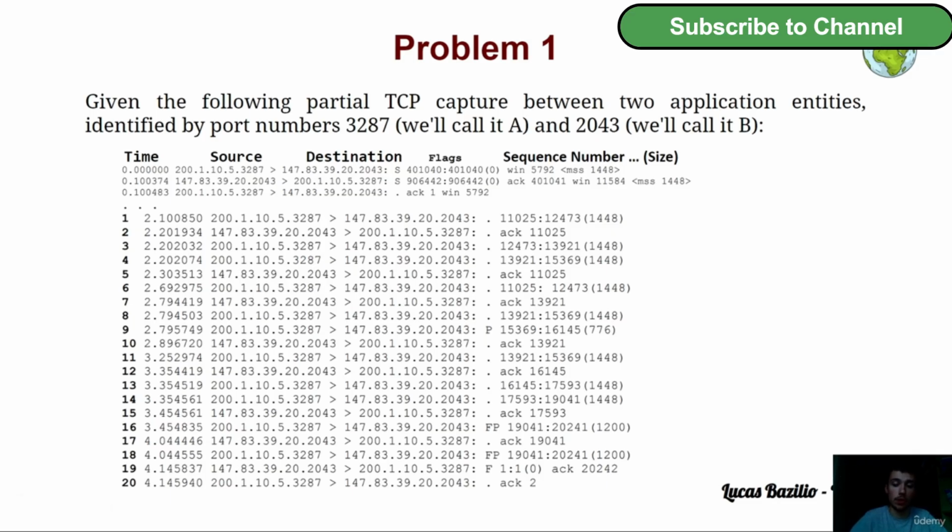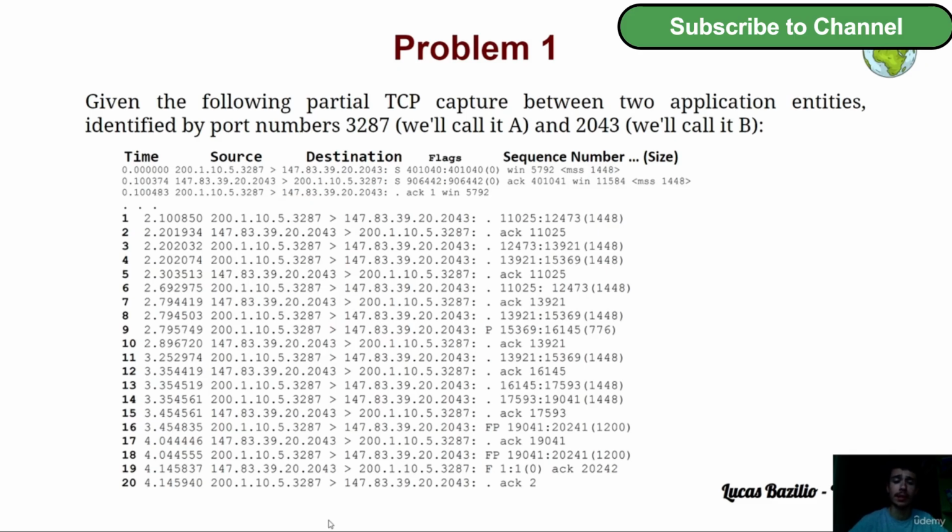So essentially what we are going to have is the number of bytes of data plus the finalization and the synchronization, right? So essentially we only need to subtract this value 2, so we can have the total number of bytes of real data that application A has sent to application B.